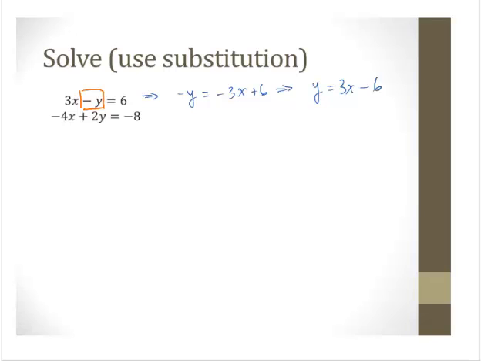So I will substitute 3x minus 6 for y in the other equation. So we have negative 4x plus 2, now substituting for y as (3x minus 6), equals negative 8.